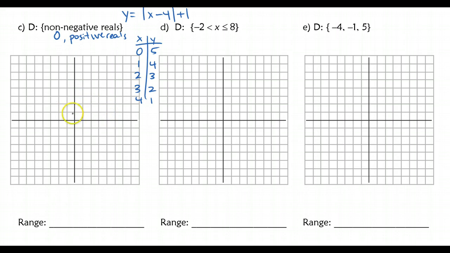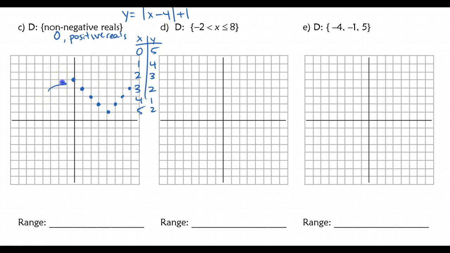Okay, so I'm going to plot that real quick. (0, 5), (1, 4), (2, 3), (3, 2), (4, 1), and then remember this is where it kind of bounced off before, so I would probably want to do a couple more just so that I can verify that it bounces back up here. And this is what our graph would look like.